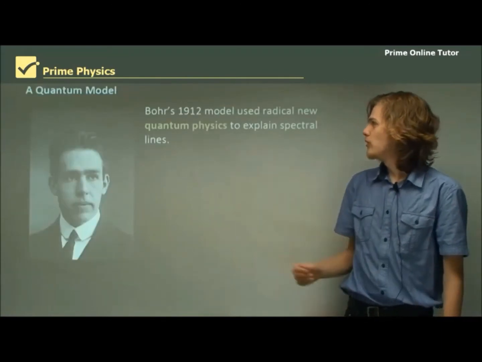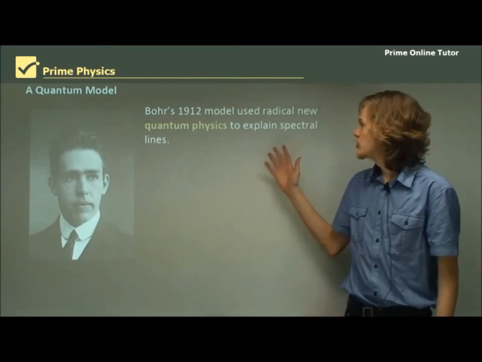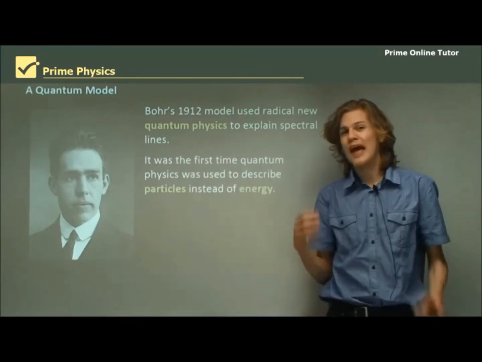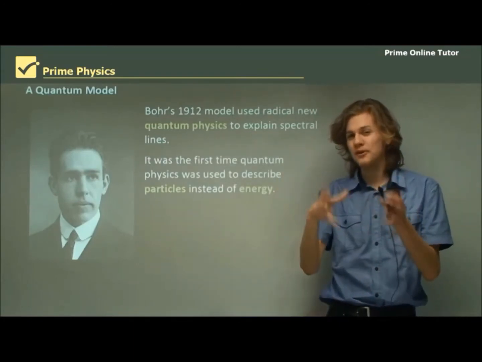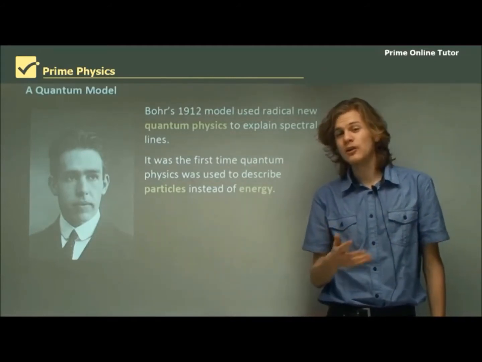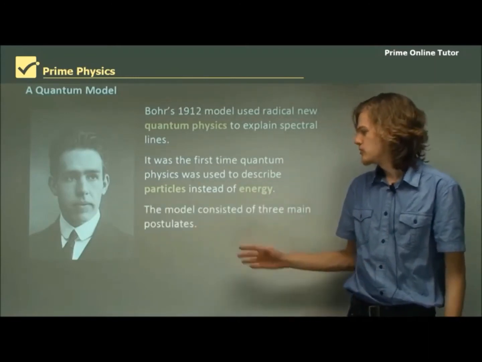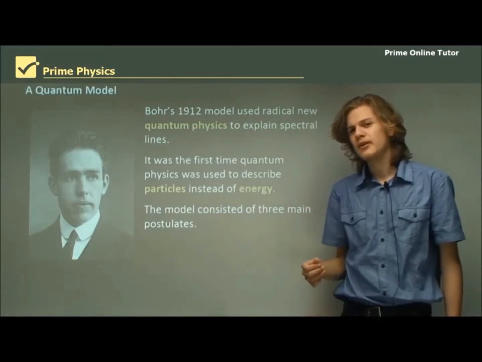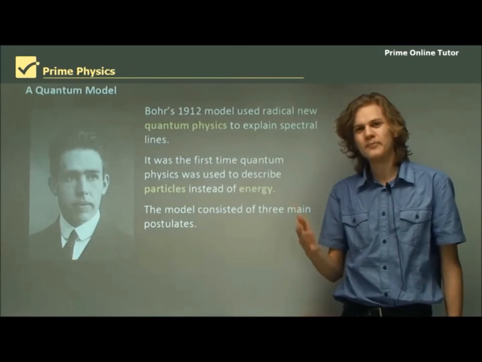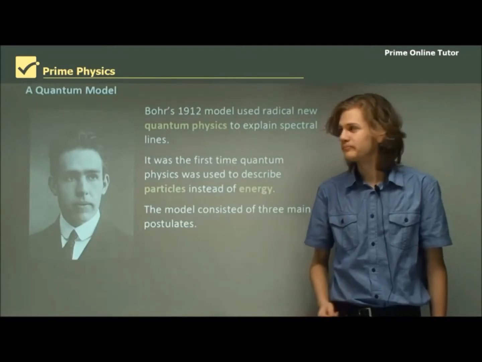So Bohr's 1912 model used a radical new quantum physics, which was still pretty controversial at the time, to explain spectral lines. It was the first time quantum physics was used in an actual real application other than explaining blackbody radiation, and in fact the first time it was used to describe particles like electrons instead of just packets of energy. The model consisted of three main postulates, all of which were pretty crazy at the time, but all worked really well together to explain the spectrum of hydrogen.